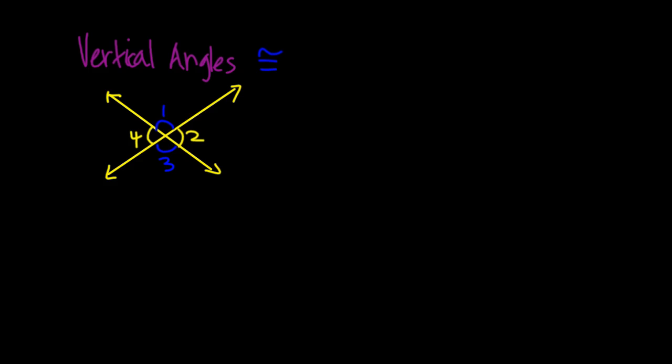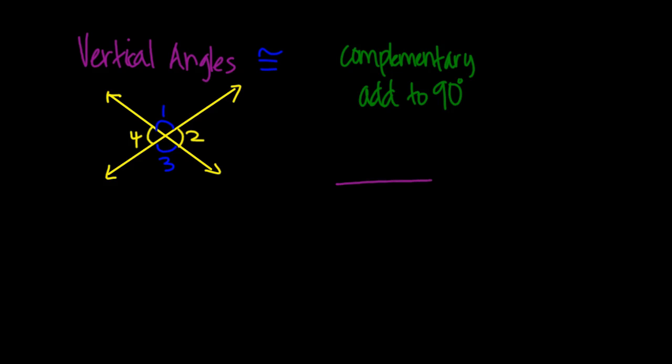All right, complementary angles. Complementary angles add to be 90 degrees. So I have two angles that add to be 90 degrees. They do not have to share a common side, so they do not have to be connected together. So I could have an angle here and an angle over here.